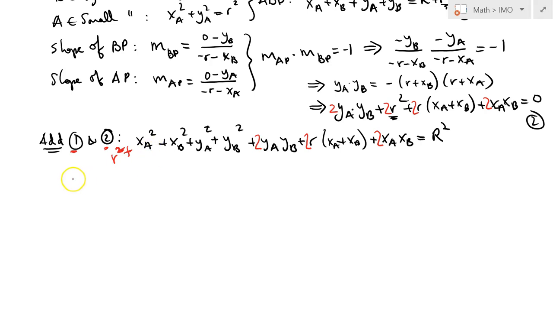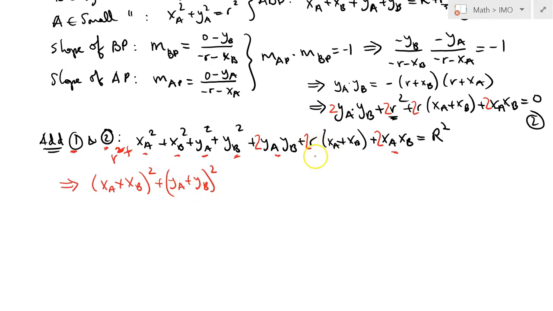The reason I did that is because now I can nicely group some of the terms, like these terms, which would nicely give me xa plus xb squared, and similarly for these 4 terms I would get ya plus yb squared.